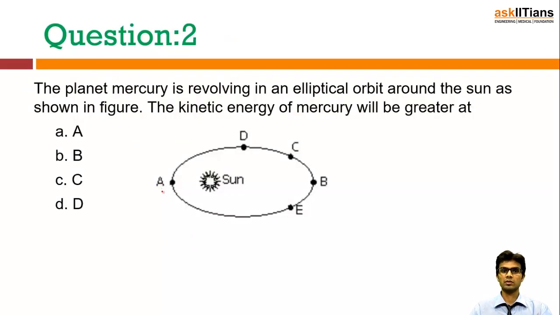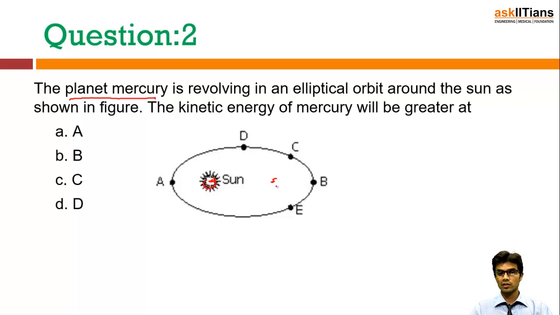Now question 2. The planet Mercury is revolving in an elliptical orbit around the sun as shown in the figure. This is the sun on the focus, any of the foci, maybe this one is the focus, the other one is this. So the sun is on any of its foci. Mercury is moving in an elliptical orbit around the sun. Where will the kinetic energy of Mercury be greater?